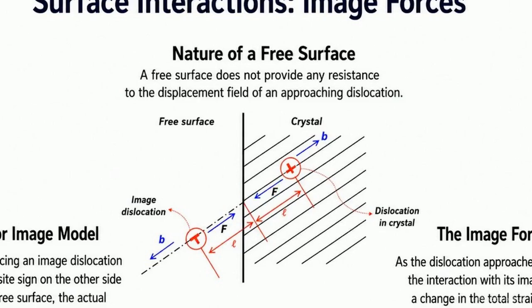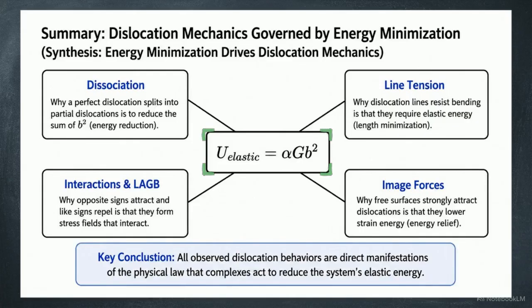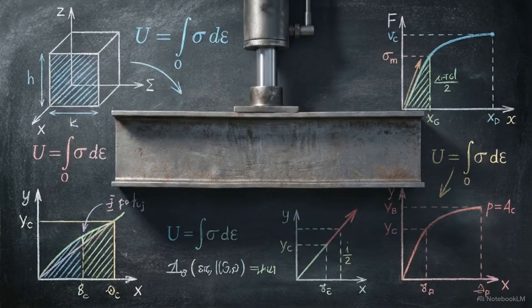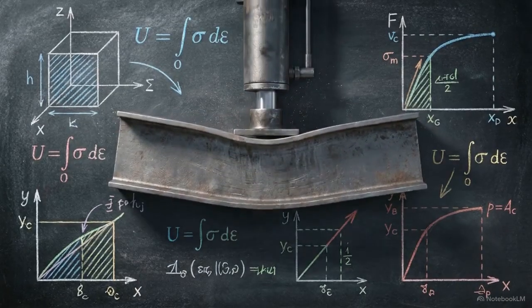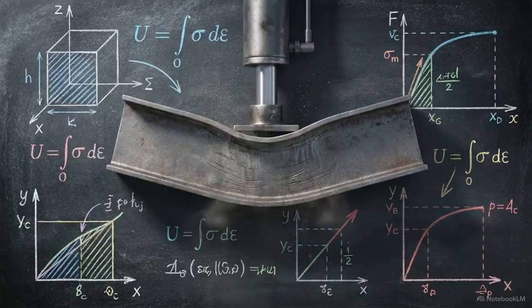Dissociation, line tension, driving forces, and stable arrays are all direct manifestations of one physical law. The macroscopic strength, yielding, and failure of all crystalline materials are governed by the requirement to minimize fundamental elastic strain energy.